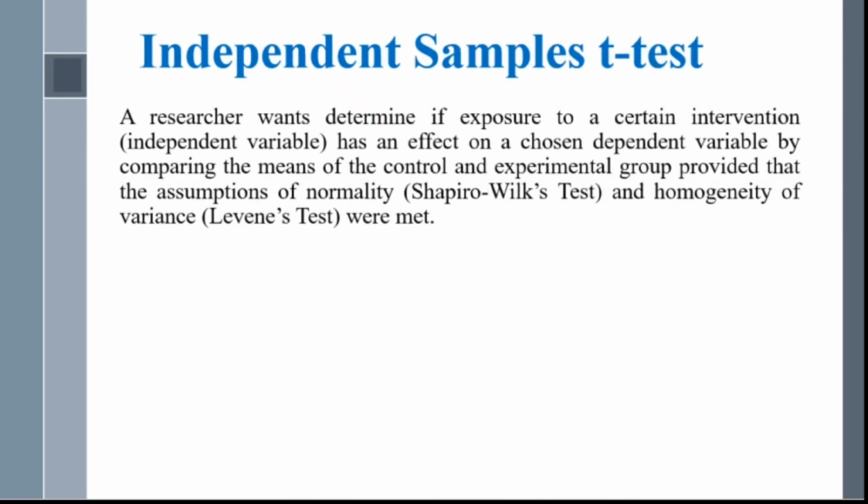A researcher wants to determine if exposure to a certain intervention, or the independent variable, has an effect on the chosen dependent variable by comparing the means of the control and experimental group, provided that the assumptions of normality using Shapiro-Wilk's test and homogeneity of variance using Levene's test were met. Here's the sample situation.